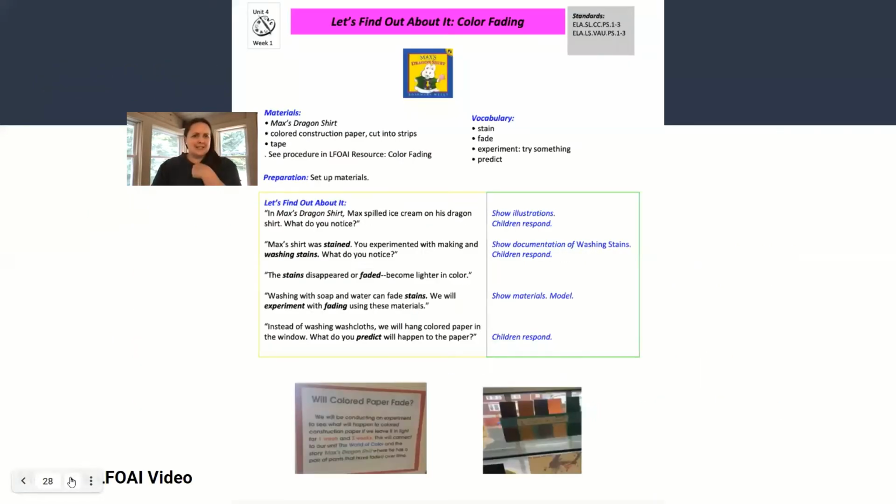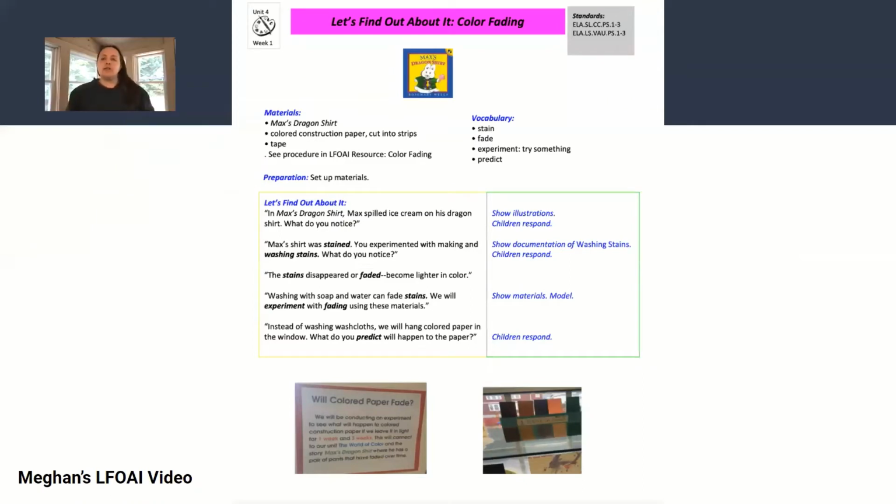Let's look. Okay, so this is an example of what you will see when you go into the program on the website and you're looking at your Let's Find Out About It activity. In the upper left-hand corner, it says Unit 4, Week 1, and then the title of the activity, Let's Find Out About It, Color Fading. And then somebody amazing went through and put in all the standards that all of the activities meet. You'll find the materials needed for the activity.